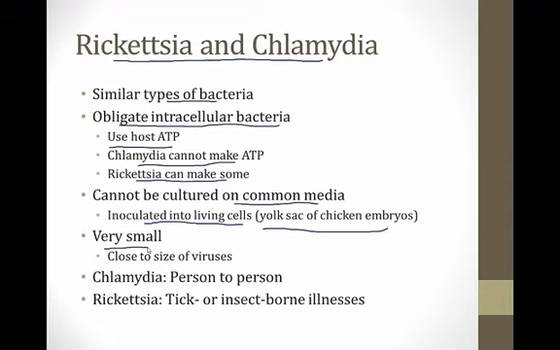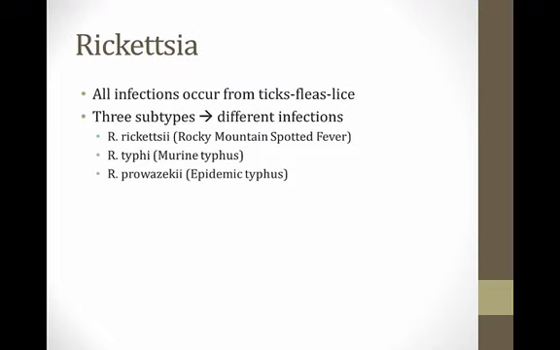They're both very small with a size that's close to viruses. And then chlamydia, as you may know, is transmitted person to person. Often it's sexually transmitted. And rickettsia is transmitted by either a tick or an insect. So there are three different rickettsia infections you need to know about. They all come from the bites of ticks or fleas or lice. And the three subtypes are Rickettsia rickettsii, which causes Rocky Mountain spotted fever, Rickettsia typhi, which causes murine typhus, and Rickettsia prowazekii, which causes epidemic typhus.